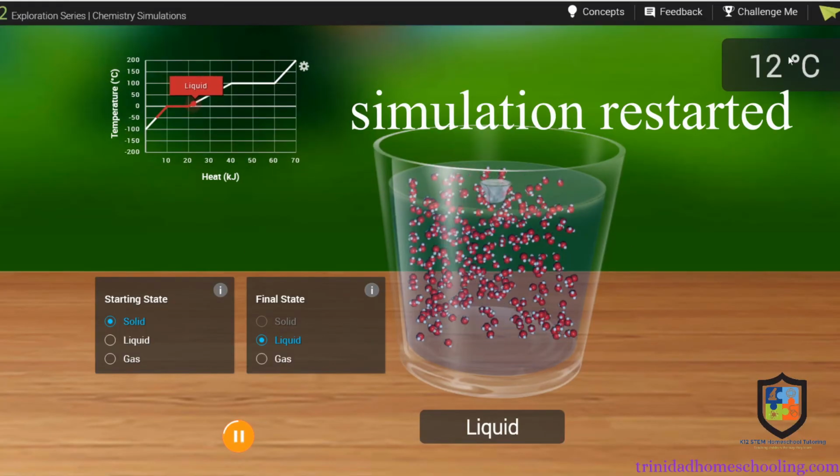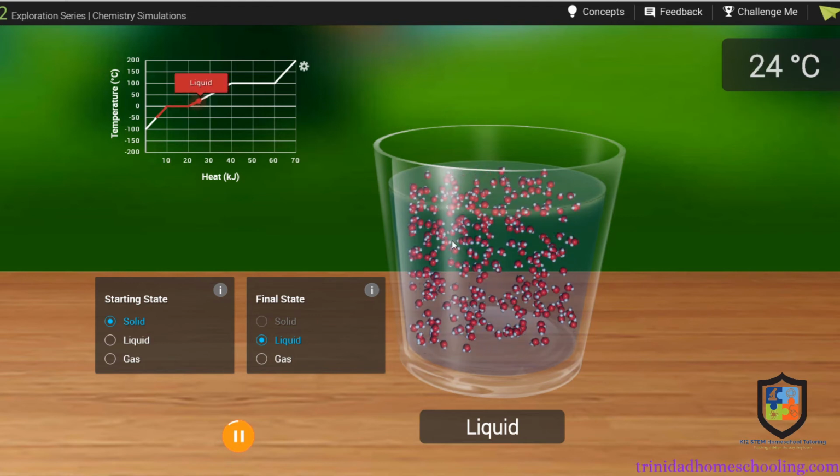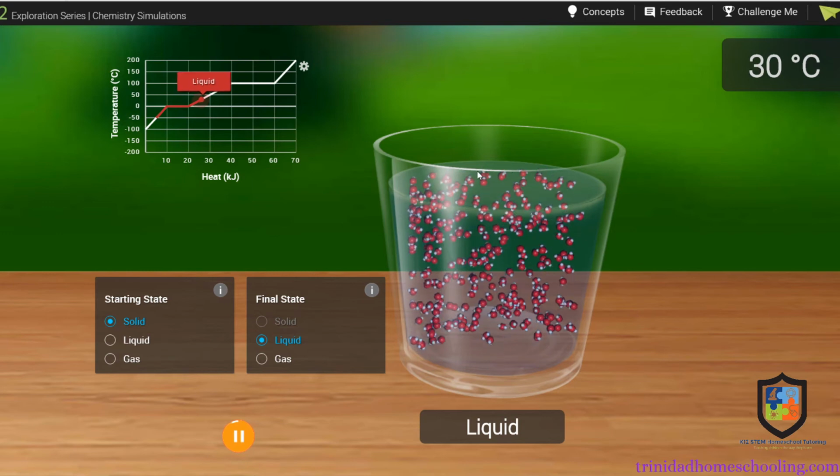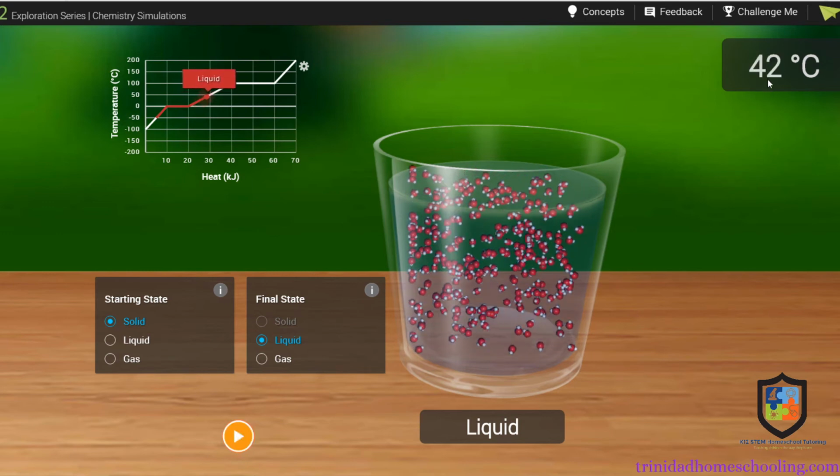Seven degrees. Temperature is increasing. We are going up this incline here. Now we are at liquid only. Alright, 32 degrees. We're going past room temperature. We are increasing again. And here we stop at 50 degrees. Okay, so we know for sure that here we have our liquid state at 50 degrees Celsius.